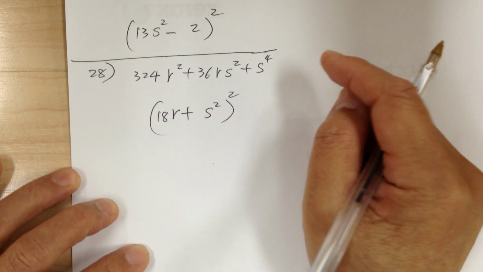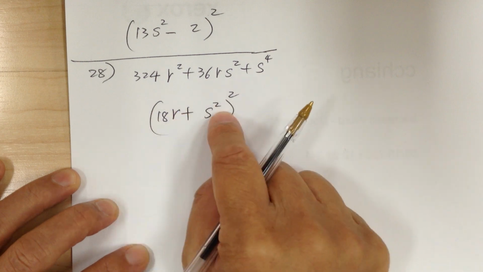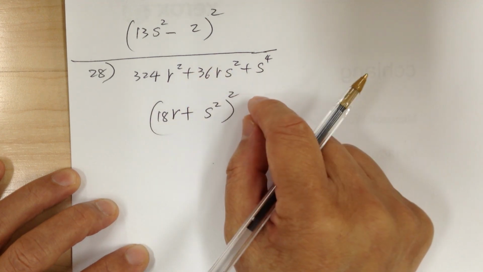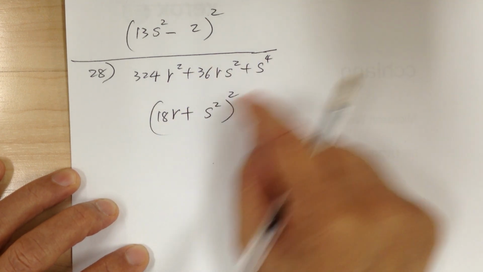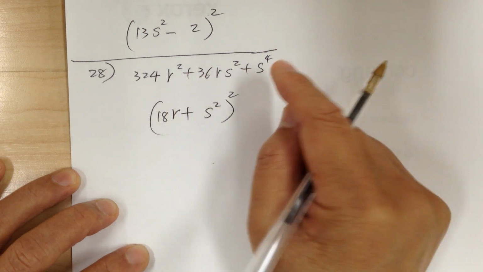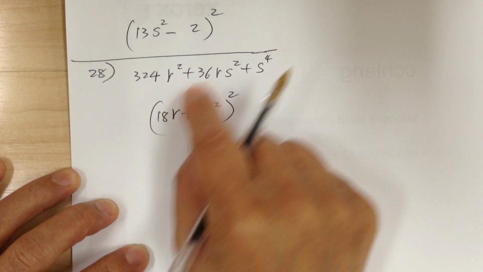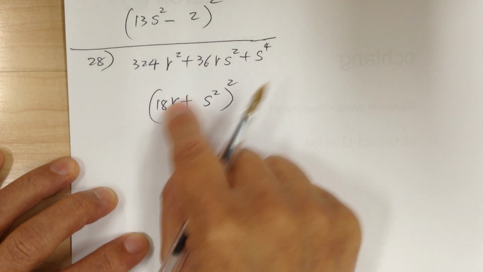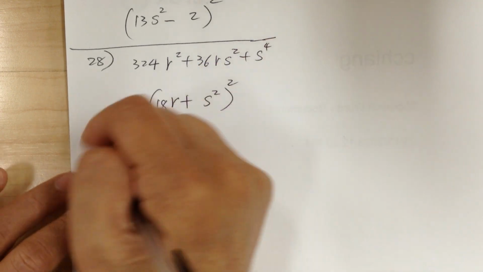Now let's check and see if the guess is correct. Again, all you do is guess, but you can check if it matches. If it matches, it means your guess is correct. The sign is plus, so check. 2 times 18 is 36, so that's good. Alphabet r, s squared, so everything is good.